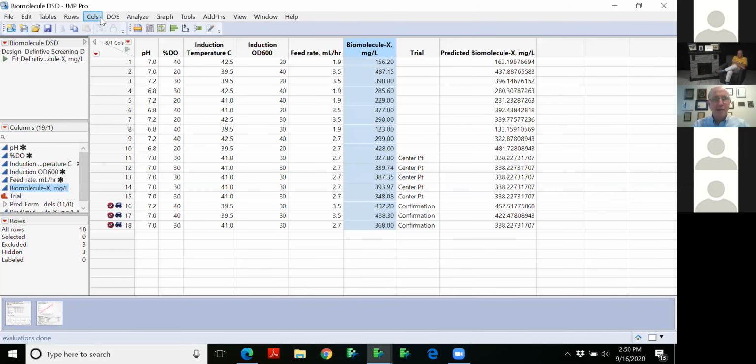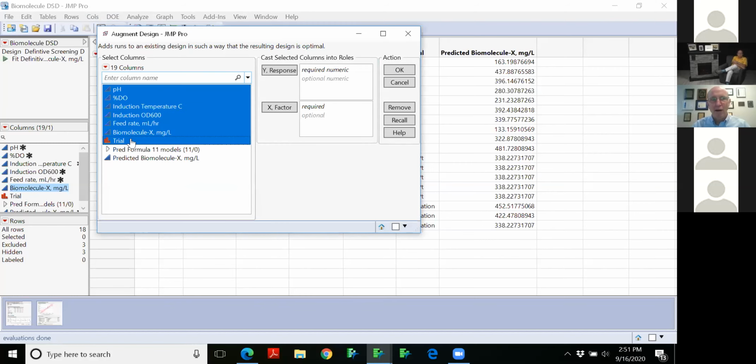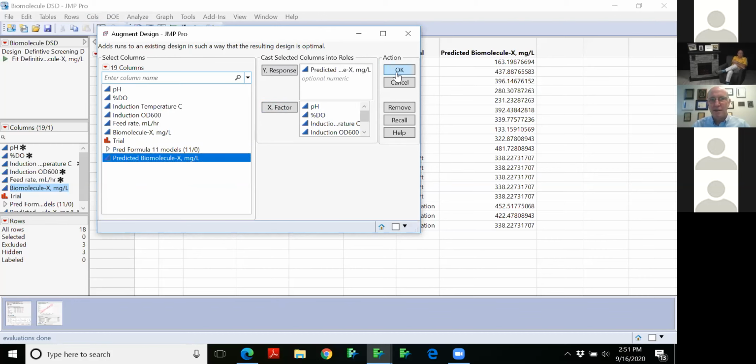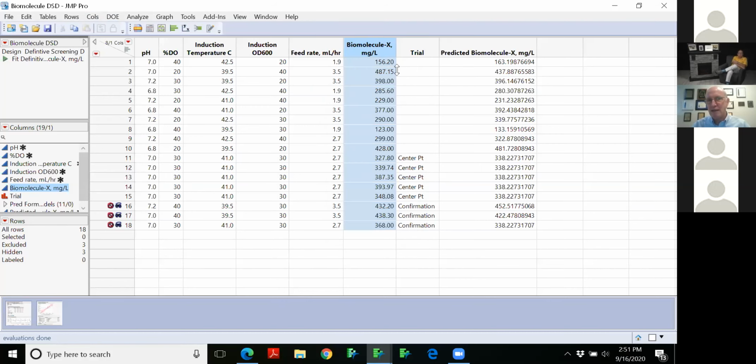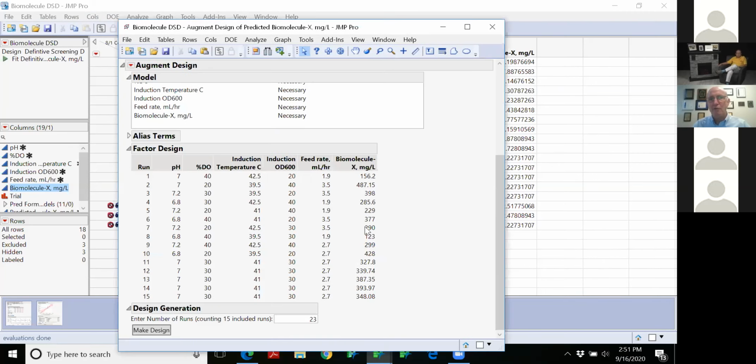So, here's our experiment. Let's suppose that we wanted to do some additional runs. If we go to DOE and say augment design, then here are our factors that we want to look at, and here's our response. So that's all the setup that's required. And then there are lots of choices. You could just add center runs. That would allow you to estimate the error variance. You could fold over. You could replicate some runs, but typically what you want to do is just augment.